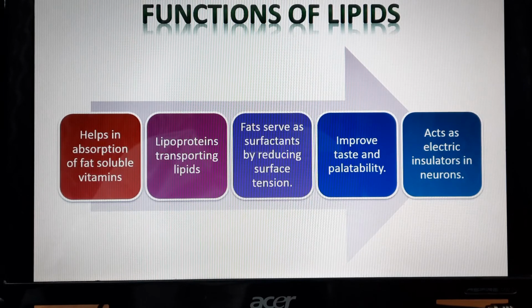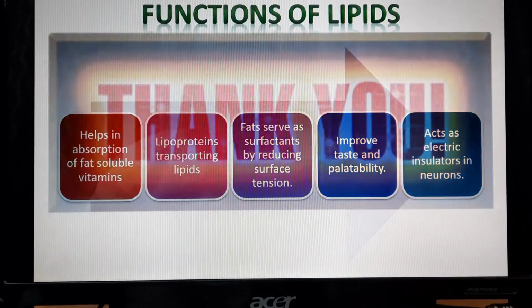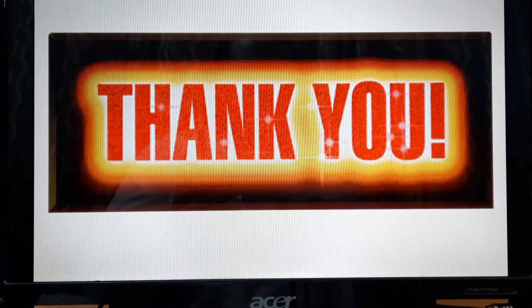They act as electrical insulators. You know that the fast conducting neurons have a sheath around them which is called the myelin sheath, which helps in the conduction and is lipid in nature. So this is all about the fast or quick review of the chemistry of the lipid along with the classification.